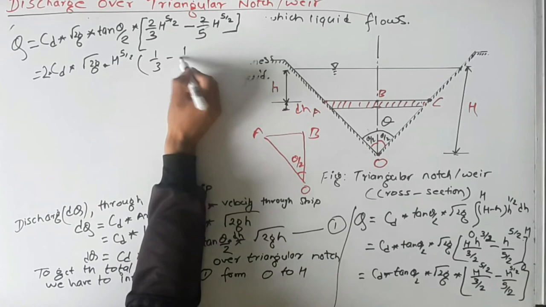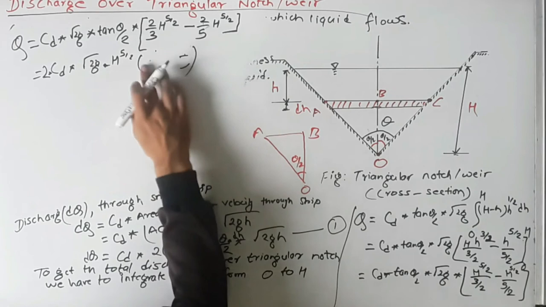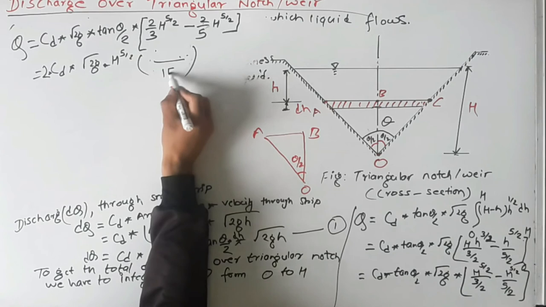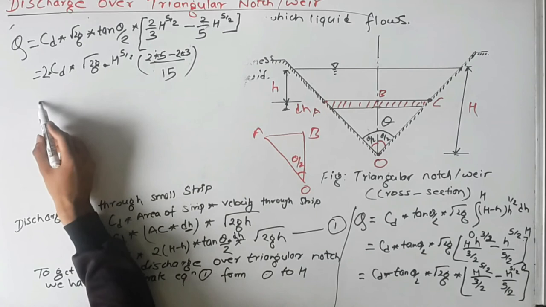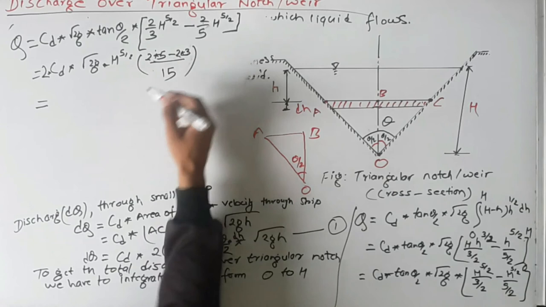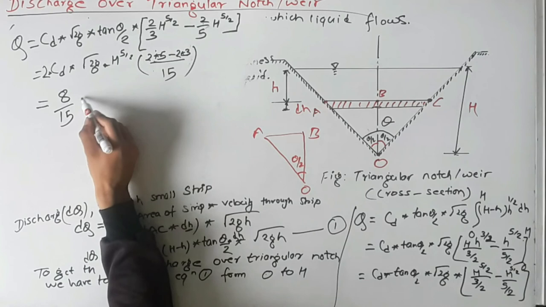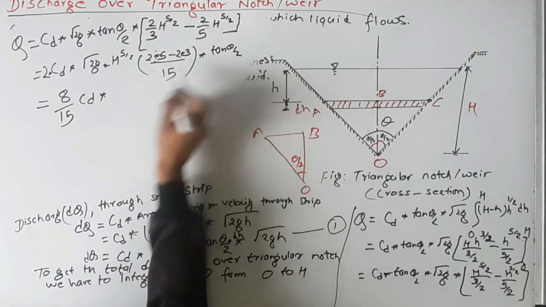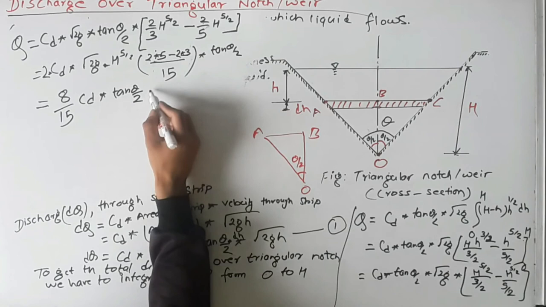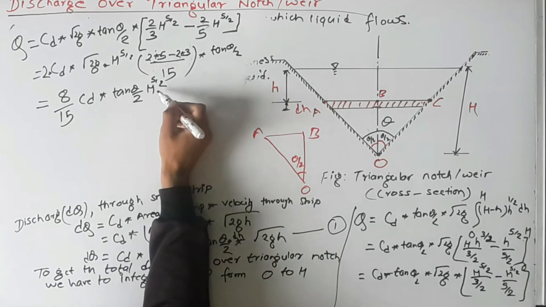When we take the LCM, this becomes 15: 2 into 5 minus 2 into 3, 10 minus 6 is 4, 4 upon 15, into 2, 8 upon 15. So Q equals 8 by 15 Cd into tan theta by 2 into root under 2g into H to the power 5 by 2. This is the required expression for discharge over a triangular notch or weir.